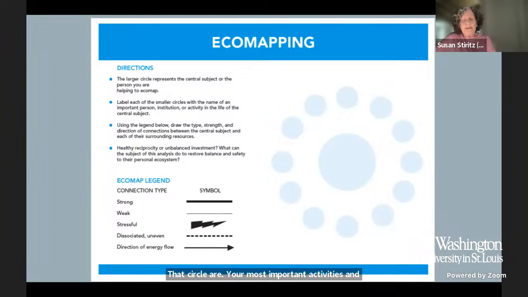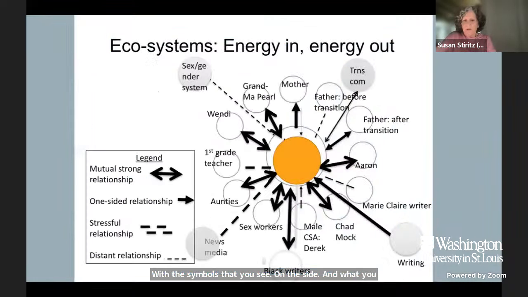And you would connect your resources with that large center circle with the symbols that you see on the side. And what you want to find out is how full you are with erotic energy or how depleted you are.